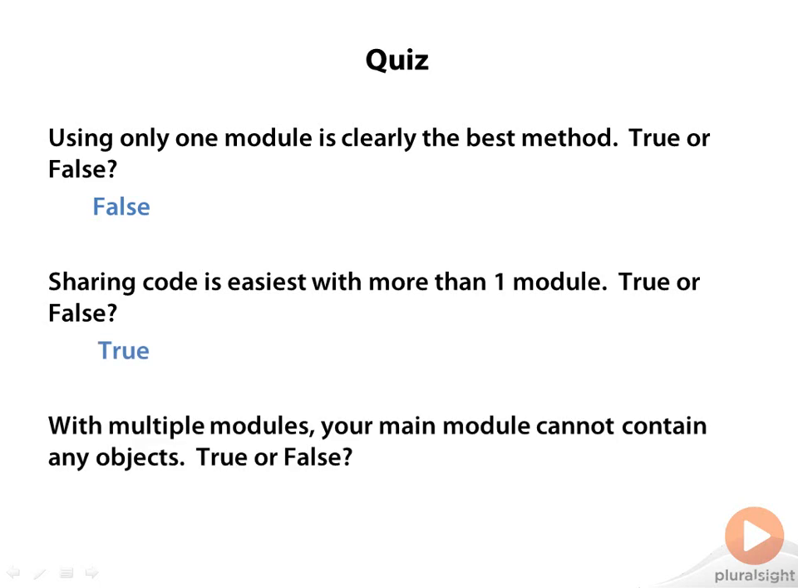With multiple modules, your main module cannot contain any objects. True or false? This is false. When using multiple modules, your main module may or may not include objects. This really depends on how it makes sense to you and your application.